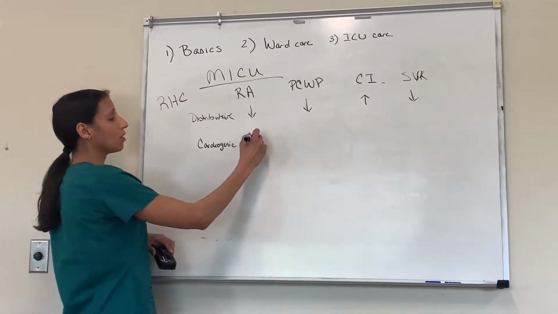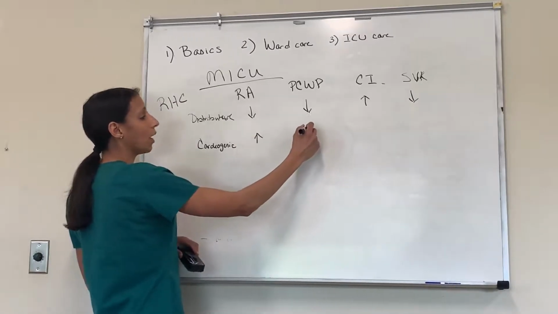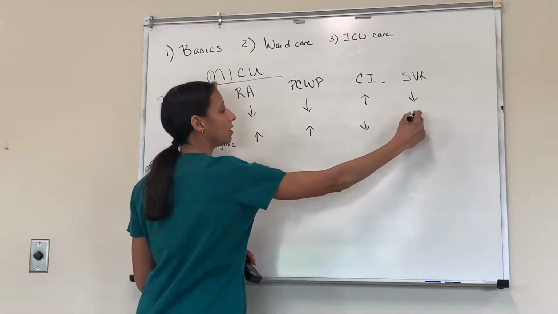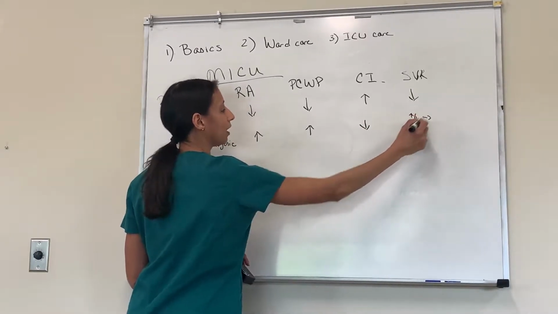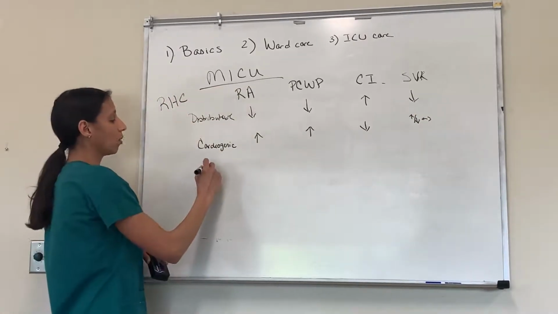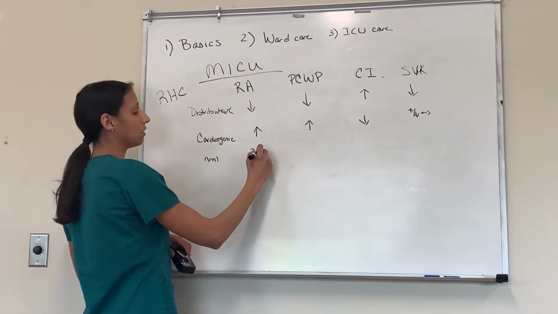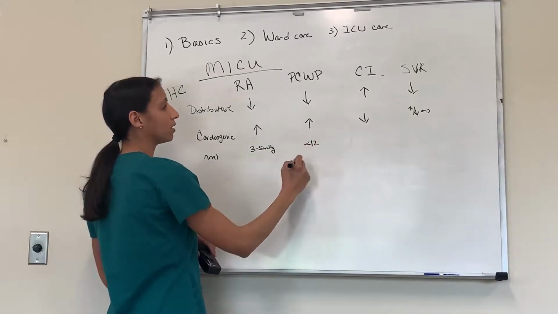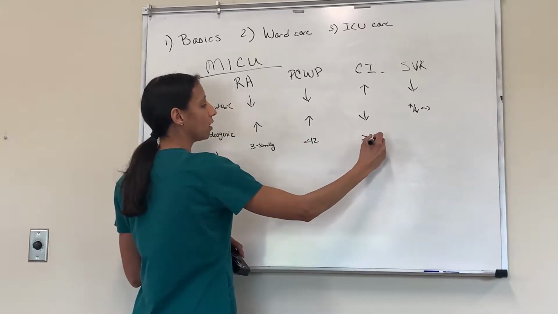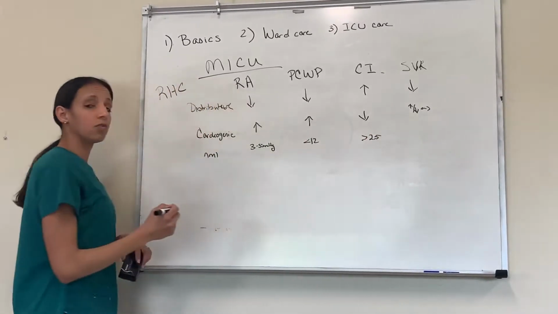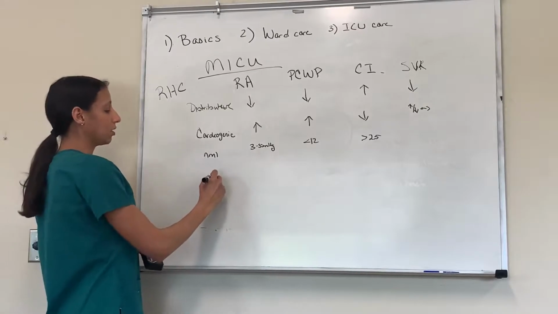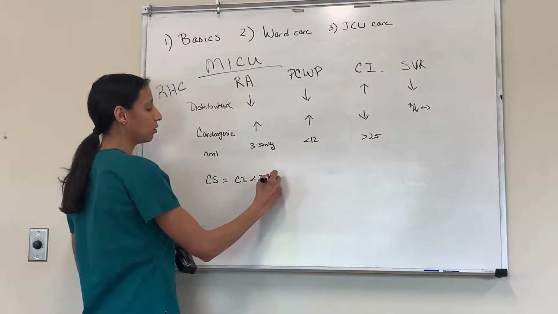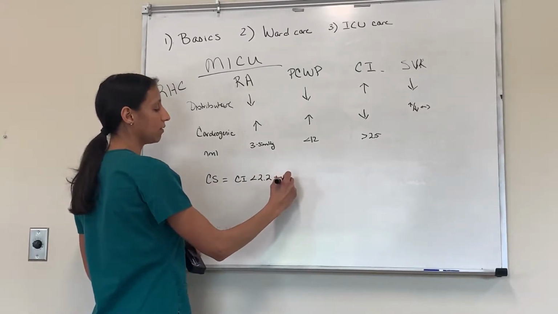In cardiogenic shock, your right atrial pressure is going to be high, your wedge is going to be high, your cardiac index is going to be low, and your SVR can be kind of anything that it wants to be. Our normal values for this are a right atrial pressure of 3 to 5 millimeters of mercury, a pulmonary capillary wedge pressure of less than 12, and a cardiac index of greater than 2.5. So for our purposes, we're going to think of cardiogenic shock as a cardiac index of less than 2.2 plus our signs of end organ damage.